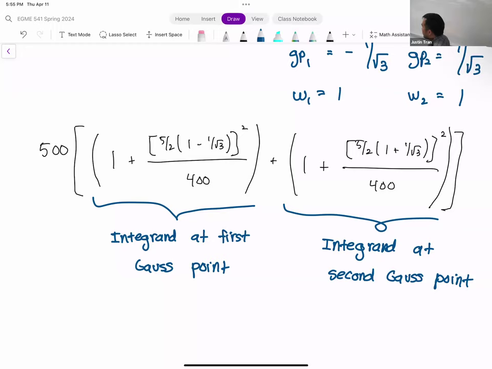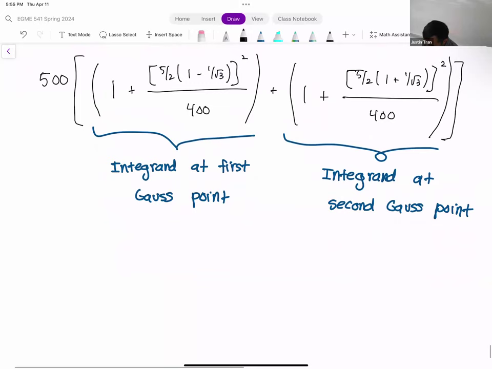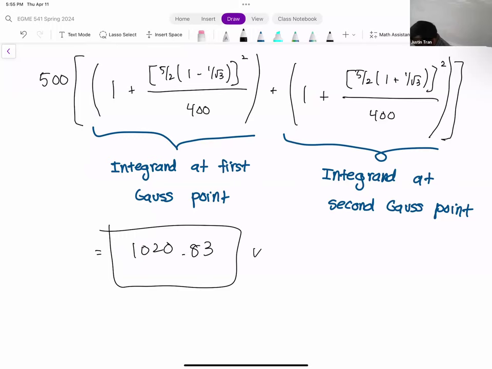Since this was essentially a quadratic function, we should expect our two-point Gauss rule to give us an exact solution. So by plugging this into a calculator, we should get the exact same thing as we did before. We evaluate this integral, and what we get is 1020.80. If you compare this to what we got from the previous example, this is exactly the same thing.